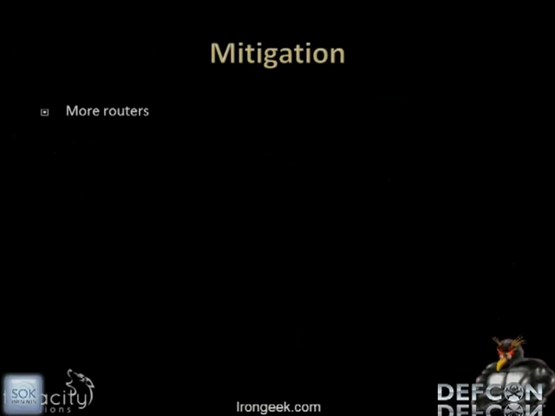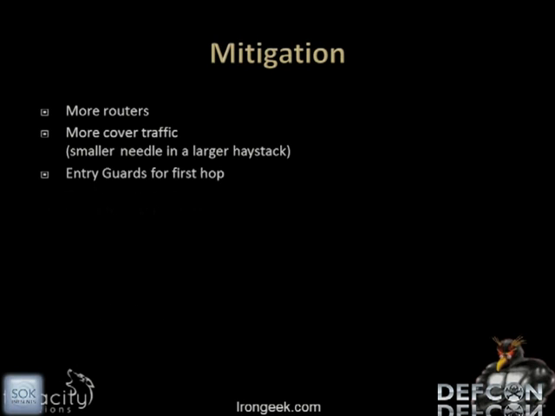Mitigation, of course: more routers help. The more routers you have, the more people you have to bounce through. More cover traffic will help, because the more other people out there talking, the more confusing it would be to an adversary trying to figure out who's talking to who.